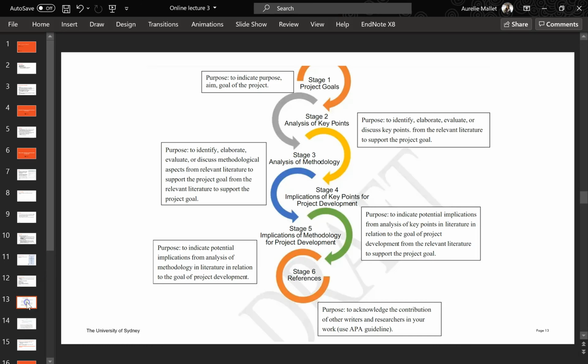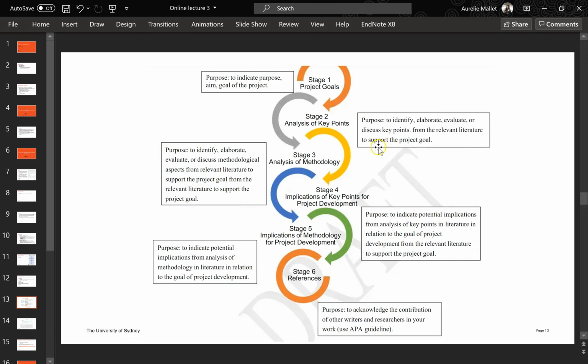And they do this quite nicely in this little diagram. So they provide the students with this. This is essentially how a literature review for project development is staged. That's how it's written. So first you start by indicating the purpose or the goal of your project. Then you would identify, elaborate, evaluate, or discuss key points from relevant literature to support your project goal. Then you will look at it from a methodology perspective. Then you have to talk about the implications.